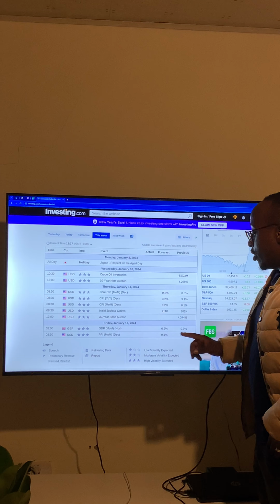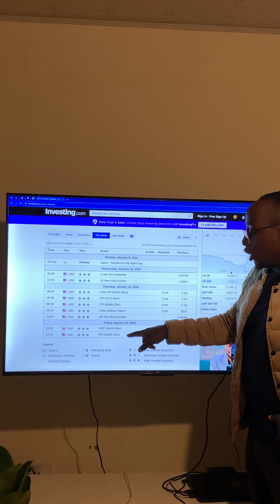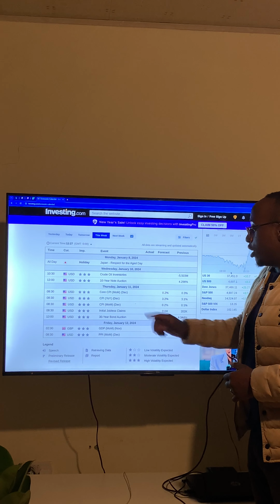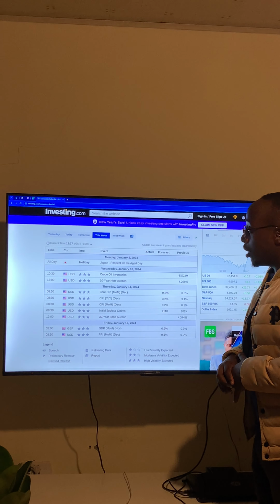Then on Friday, we have producer price index. Is it producer or purchaser? I think it's producer, yeah. PPI, okay? So this is another measure for inflation. This is what comes before CPI. This is actually a leading indicator to it. So we will be able to tell whether inflation is really coming back. Because let's say, for example, you can see last time it was at 0%. Forecast is 0.1. So if the numbers come out here to be 0.5, then you know we have a real problem in relation to this. Okay? So I believe that's it for the economic calendar.